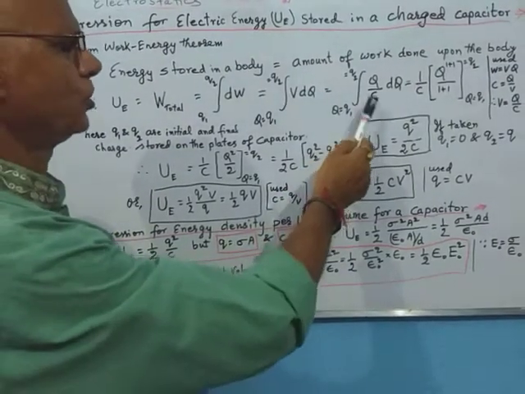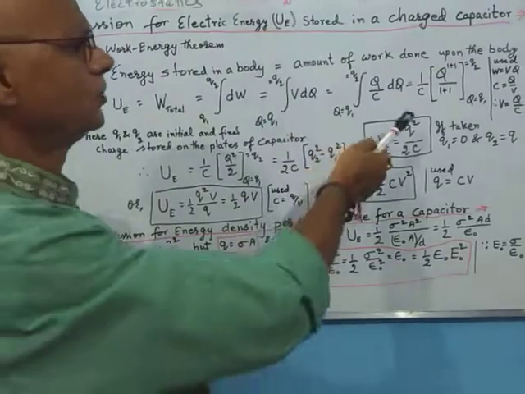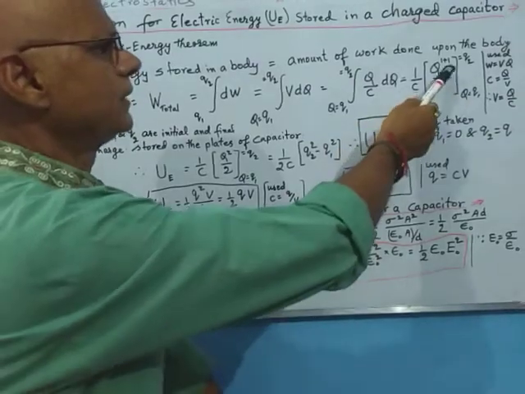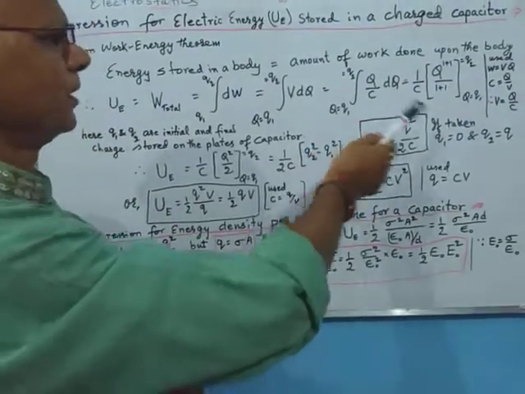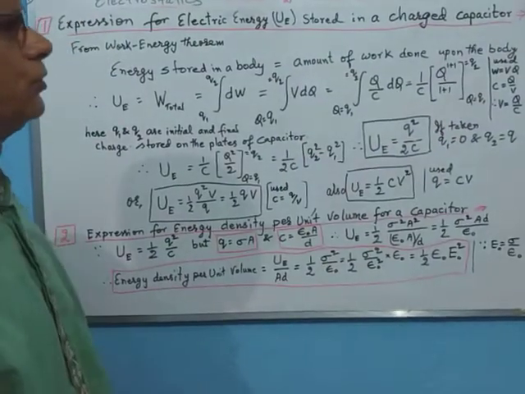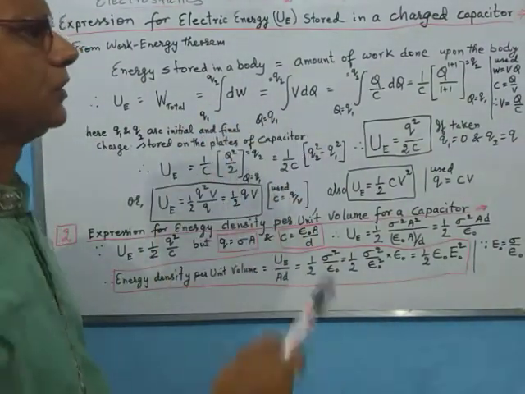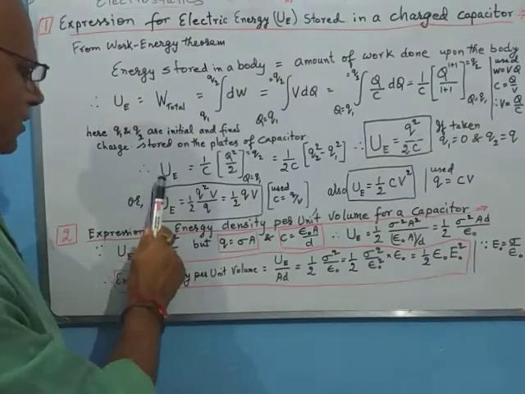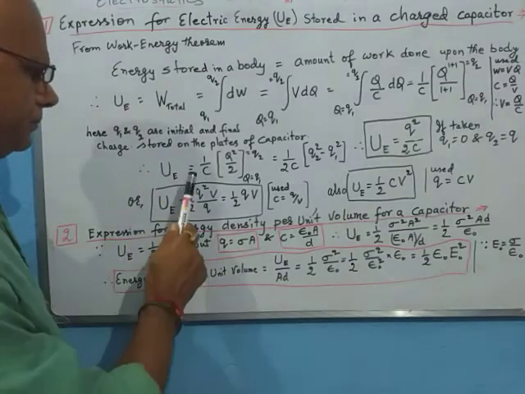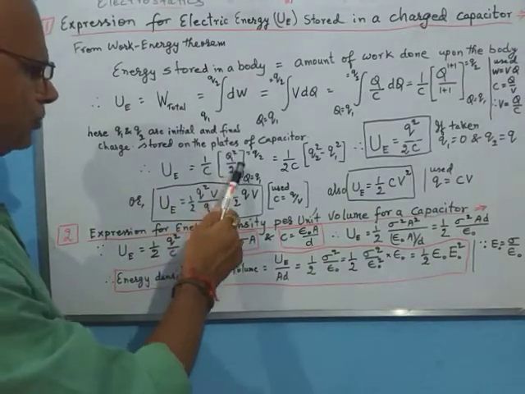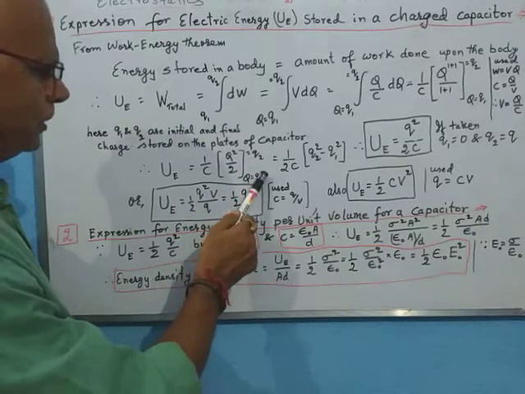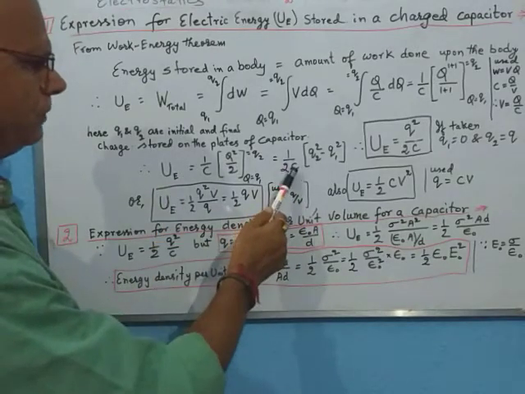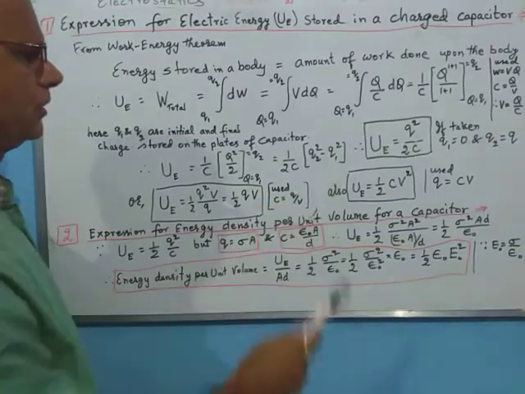Here C is constant, since the capacitance of a capacitor is constant, so it is taken out of the integral, and on integrating Q dQ we get Q square by 2, within the limits Q1 to Q2, where Q1 is the initial charge on the plates and Q2 is the final charge on the plates. So the total energy stored in the capacitor is equal to 1 by C times Q square by 2 between the limits Q1 to Q2. So we get total energy stored equal to 1 by 2C times Q2 square minus Q1 square.